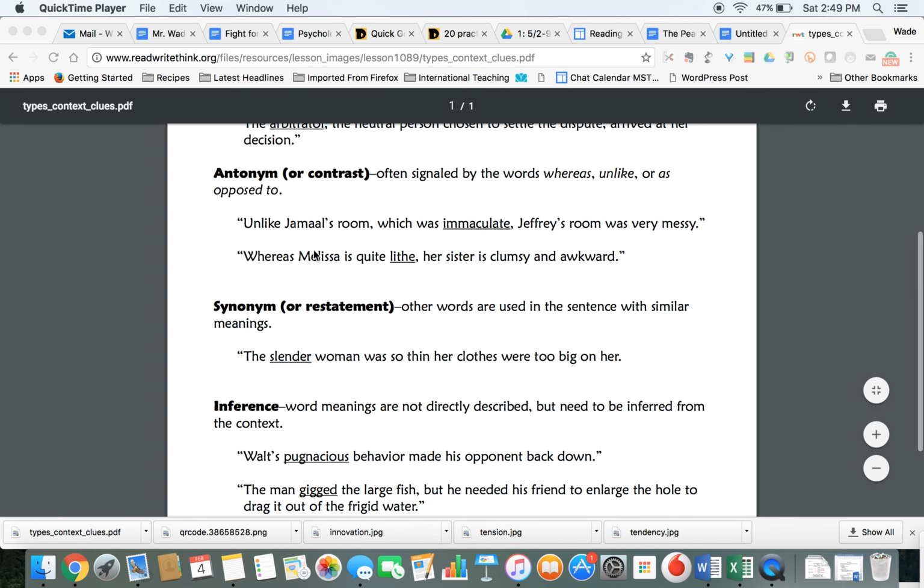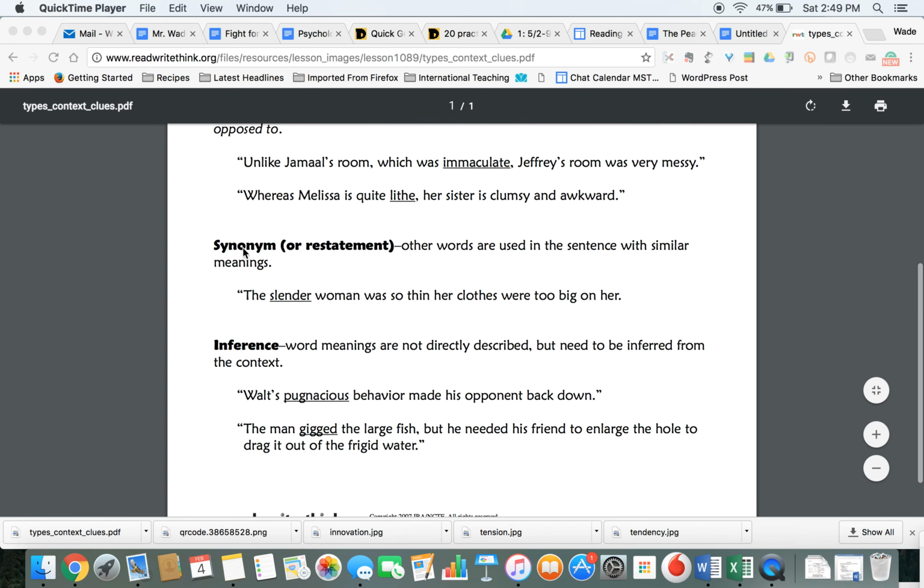Same thing here. "Whereas Melissa is quite lithe, her sister is clumsy and awkward." So you can see that just by looking at the opposite here, if her sister is clumsy and awkward, we can infer that the word lithe means that she's agile, or she's very athletic.